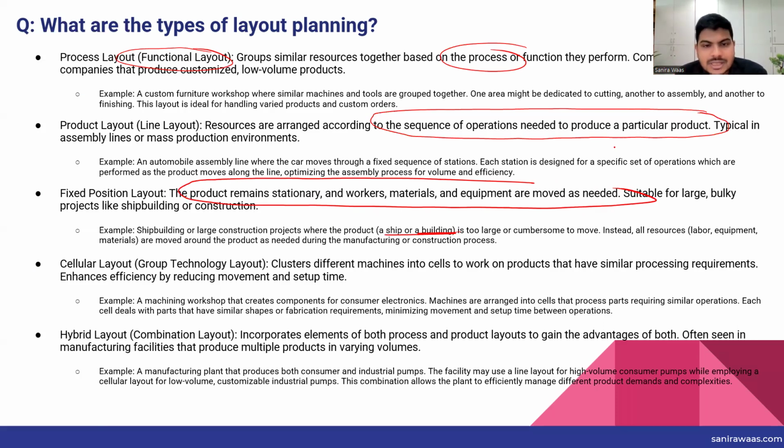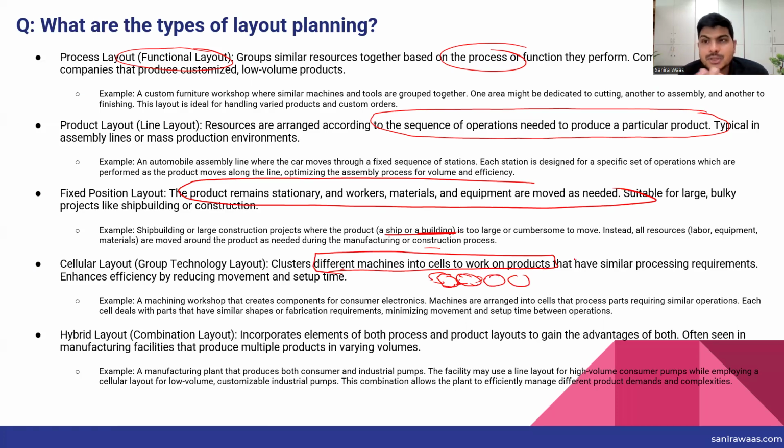Then cellular layout. Cellular layout means this is mostly with electronics, right? So they work in cells. So you have different machines that work in cells. There are cells like this, and the product goes around them. It goes in cellular, right?